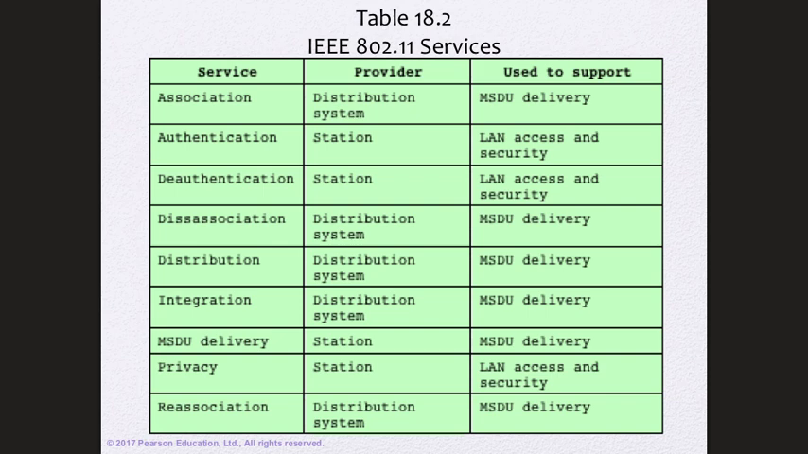Integration is basically a group of distributions. That's the functionality performed at the cloud completely, okay? MSDU delivery, that's the process of taking the information and making sure that it gets transferred from the source inside the packet to the final destination.